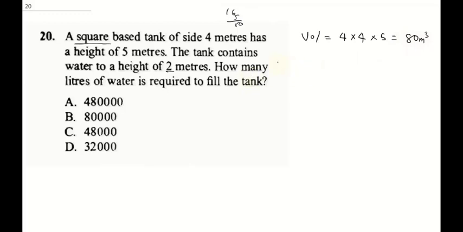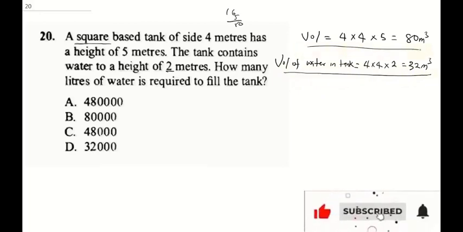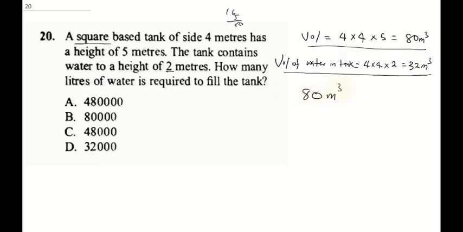Now, volume of water in tank. Since it contains water up to 2 meters height, it will be what? 4 times 4 times 2. That will be 4 times 4, that's 16 times 2, that's 32 meter cube. Now, how many liters of water is required to fill the tank? That means, if this is the amount of water in the tank, and this is the total capacity of the tank, then the water to fill the tank will be 80 meter cube minus 32 meter cube. And that is going to give us 48 meter cube.